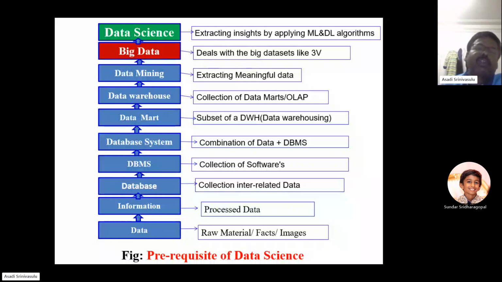Then the latest buzzword in the market is called data science. Data science is nothing but extracting insights and meaningful patterns by applying various statistical, AI, machine learning and deep learning algorithms in order to extract insights and interesting patterns to generate interesting analytics. So this is a prerequisite chart, my own chart, which I have created with my experience.